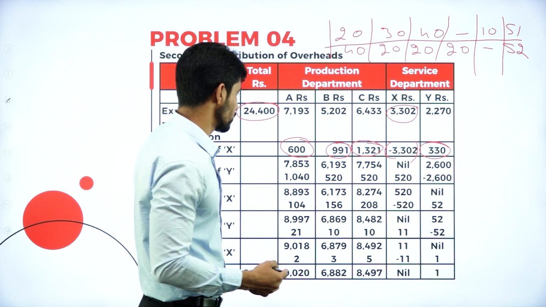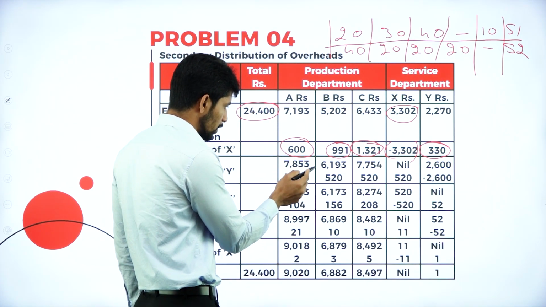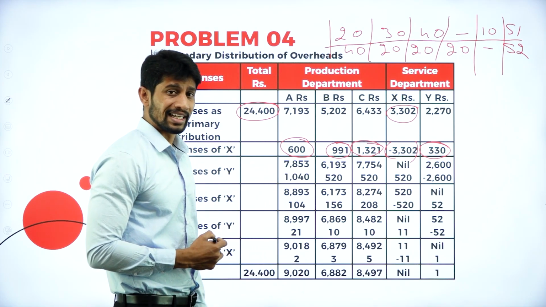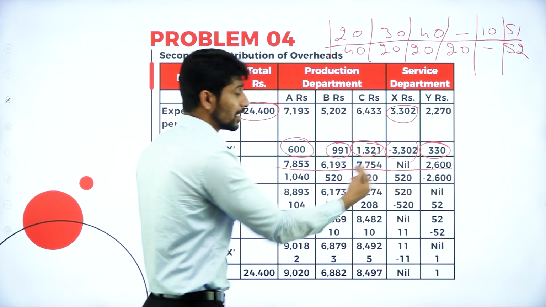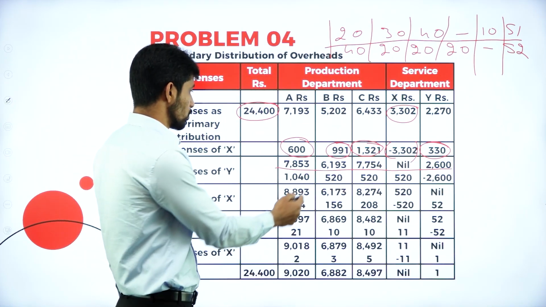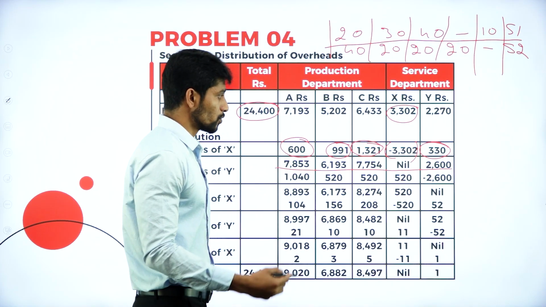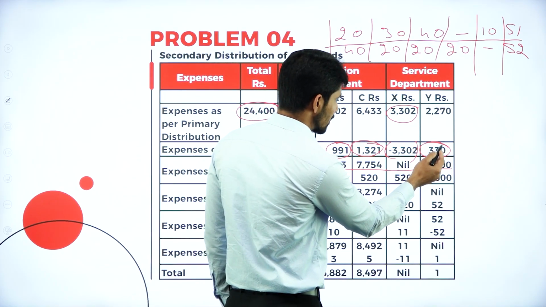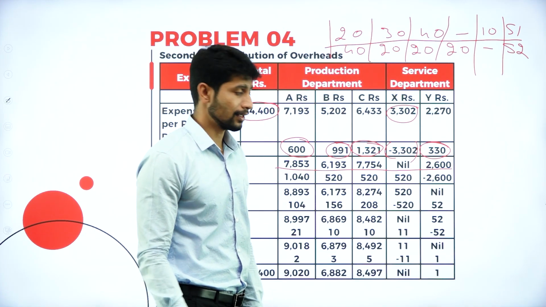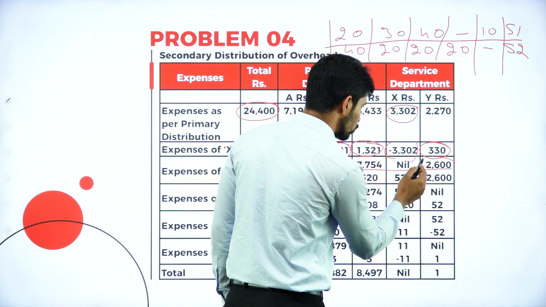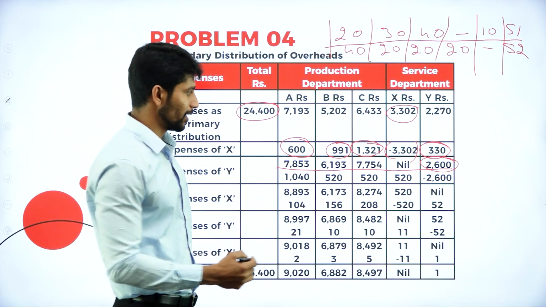Now total this: 7,193 plus 600. How much will you get? 7,853. Likewise, you are supposed to total all the departments' expenses. So here 6,193, 7,754, nil, 2,600. Now 2,270 plus 330, total of 2,600, that is the expenses of service department Y.